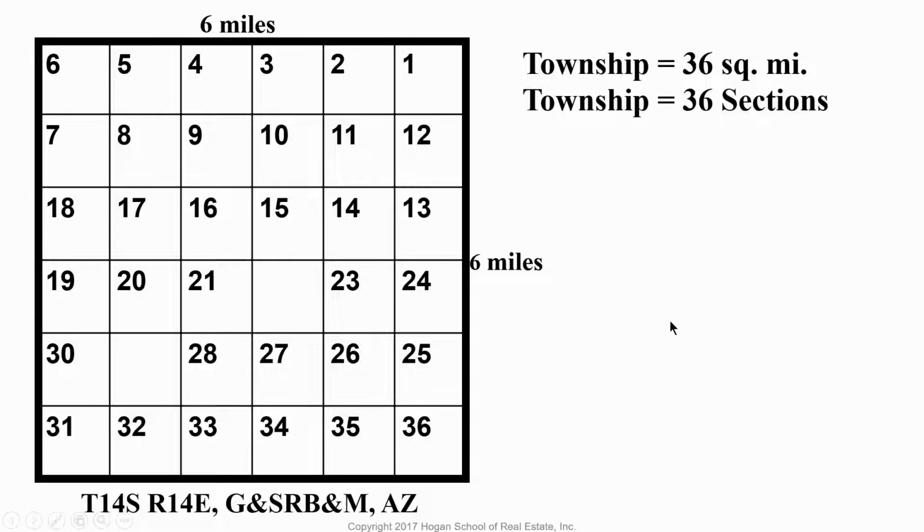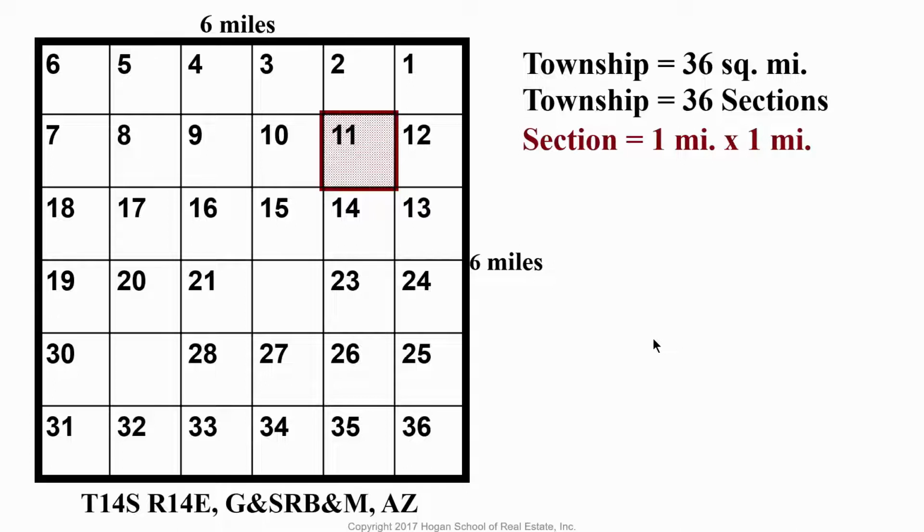So let's talk about these sections. Let's take that particular parcel. That parcel is Section 11. Section 11 where? Section 11 in Township 14 South, Range 14 East of the GNS RB&M. So is there any other Section 11 in that township? The answer is no. Is there any other Township 14 South, Range 14 East? The answer is no. So that parcel then is uniquely identified as Section 11, Township 14 South, Range 14 East of the GNS RB&M, Arizona.